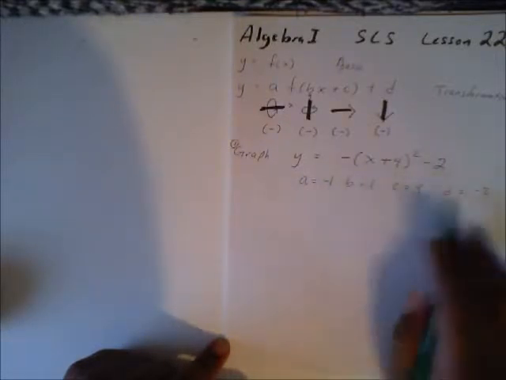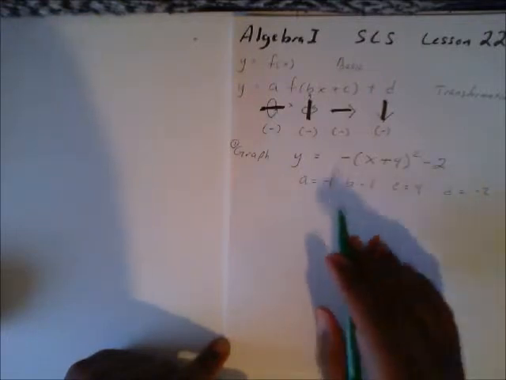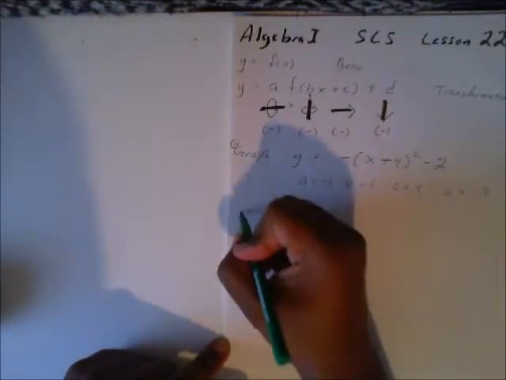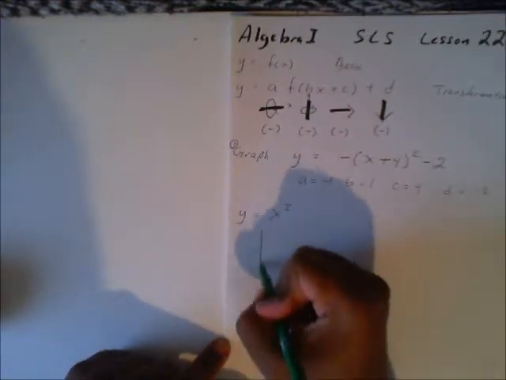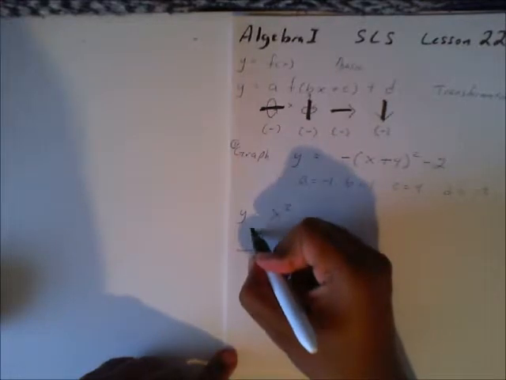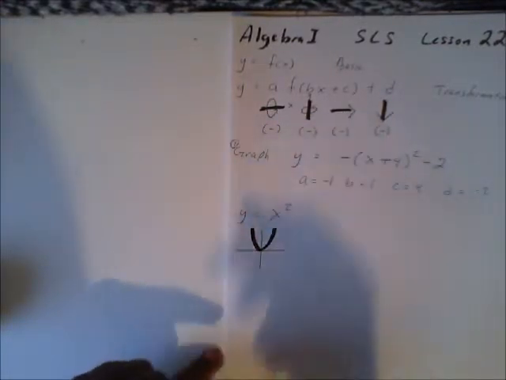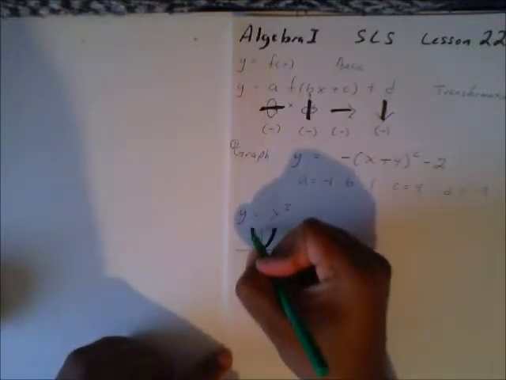I'm going to remove all the parameters except for the understood 1, since that cannot be removed anyway. And what we get is the basic function, y equals x squared. Now the graph of this, y equals x squared, is a parabola with a vertex at (0, 0).